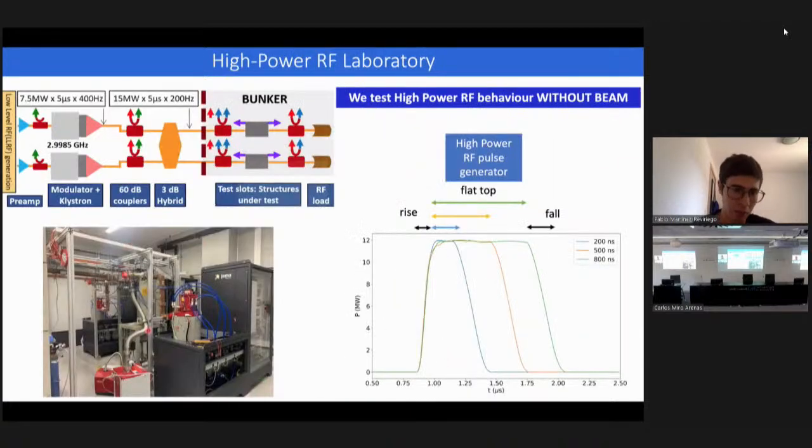This is a picture of the high power sources that we have in the laboratory. This is the schematic. In all this area here, we produce the high power radio frequency pulses, and then we introduce them in the cavity that we are testing. You can see here a picture of the pulses that we are able to produce, around 12 megawatts, which is very high power. And then we can select the rise time, the fall time, and the length of the pulse. And here inside this pulse, we have the radio frequency, which is 3 gigahertz.